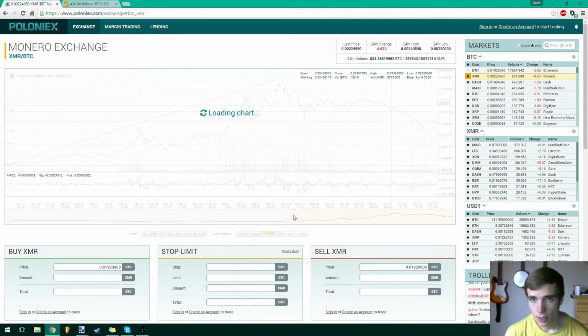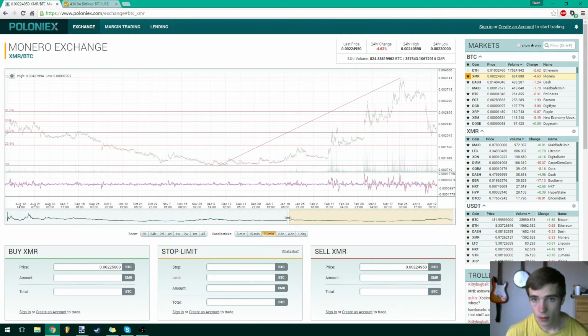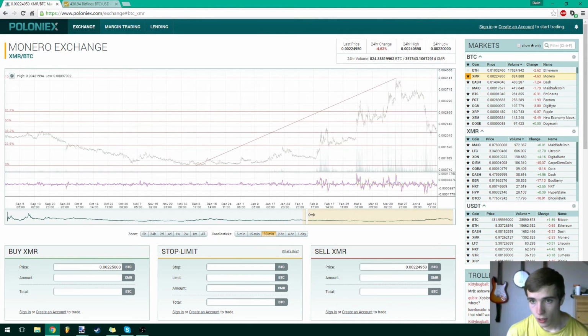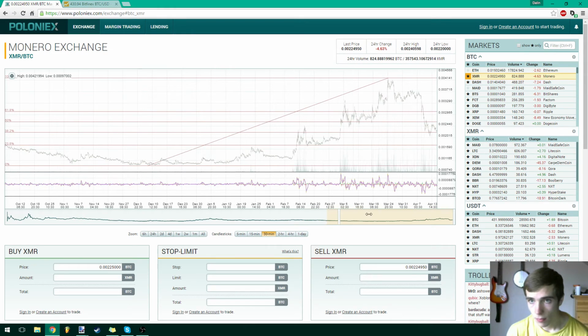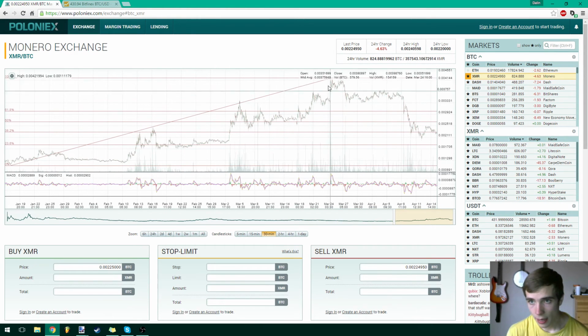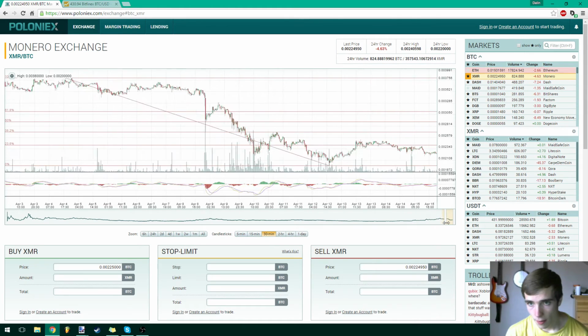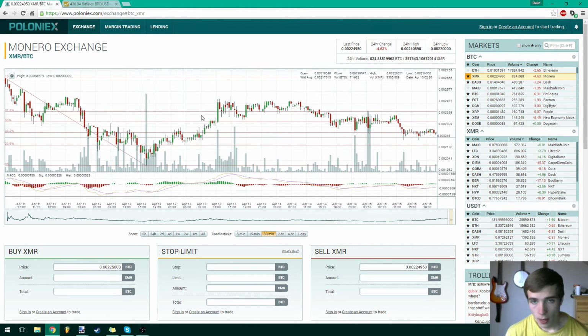XMR has also been downtrending for a little while, since about March 26th, when it hit its high at 0.0042-ish Bitcoin. But these could be 1, 2, 3 bottoms forming at this support level. There's pretty significant volume.